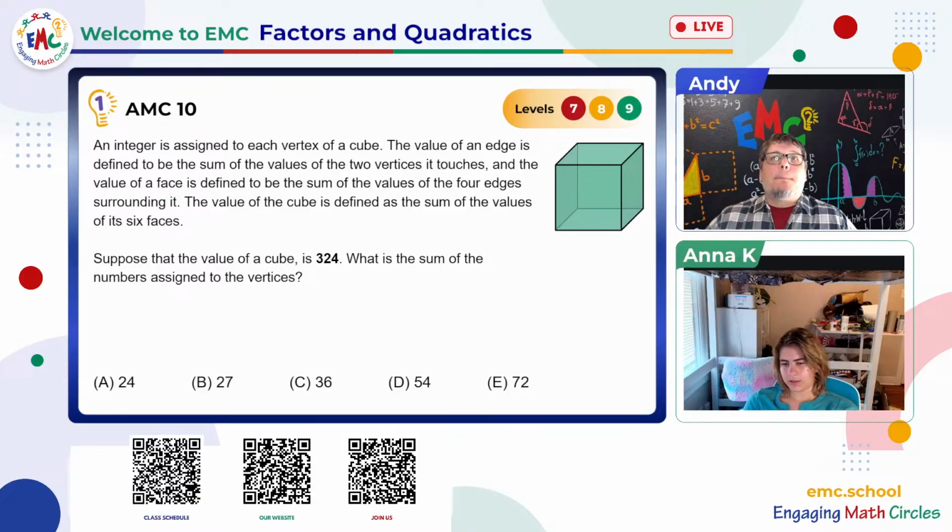Do all the vertices have to have the same value, like this vertex would have to be the same as this vertex? They can have different values. Yeah, they could have any value.